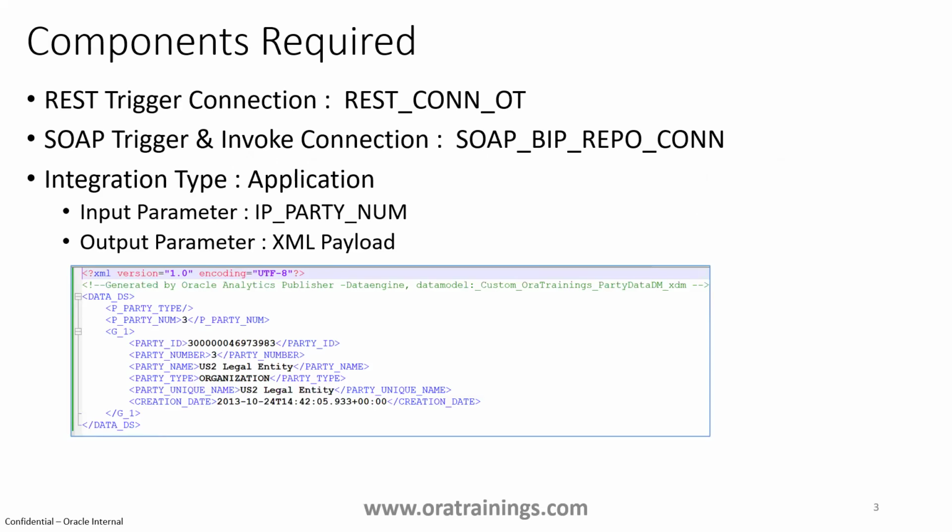The components required to design the integration are a REST trigger connection, which will be the triggering point for our integration. And we need to create a SOAP connection, as we want to invoke the BIP report. So we require a SOAP connection for the BIP report. We'll be designing an application type integration. The input parameter is the party number, which is required for the BIP report. And the output parameter we're expecting is the XML response, as shown in the screenshot here.